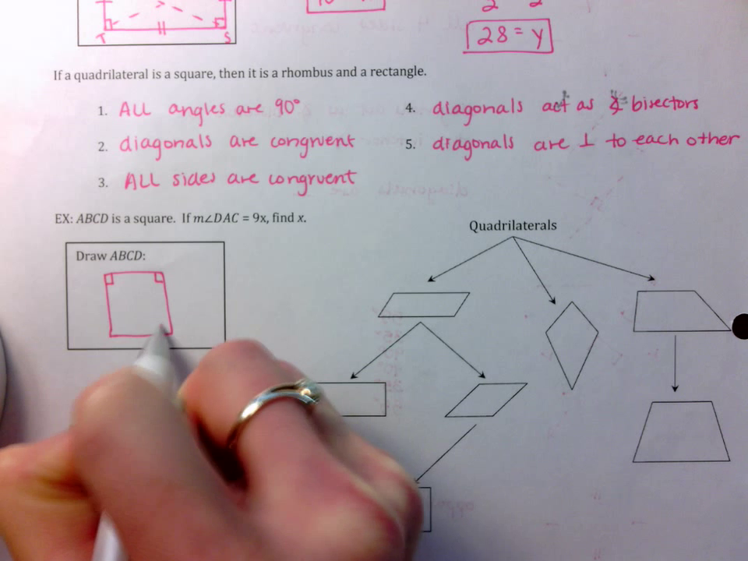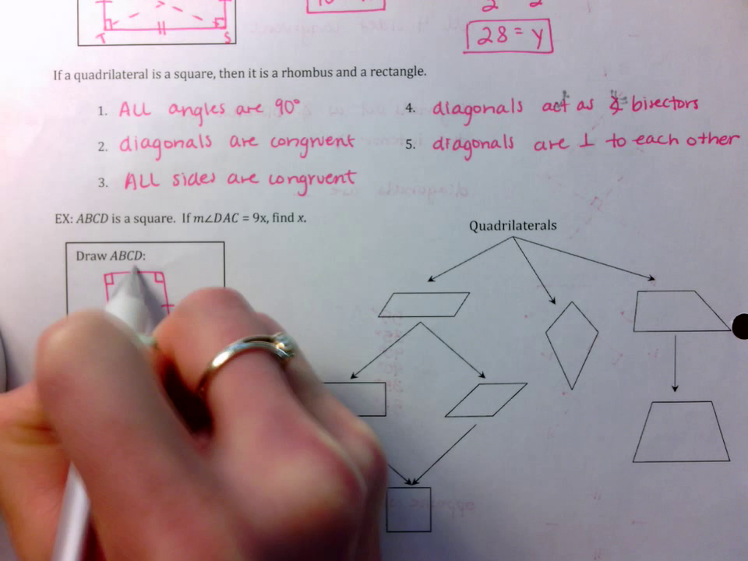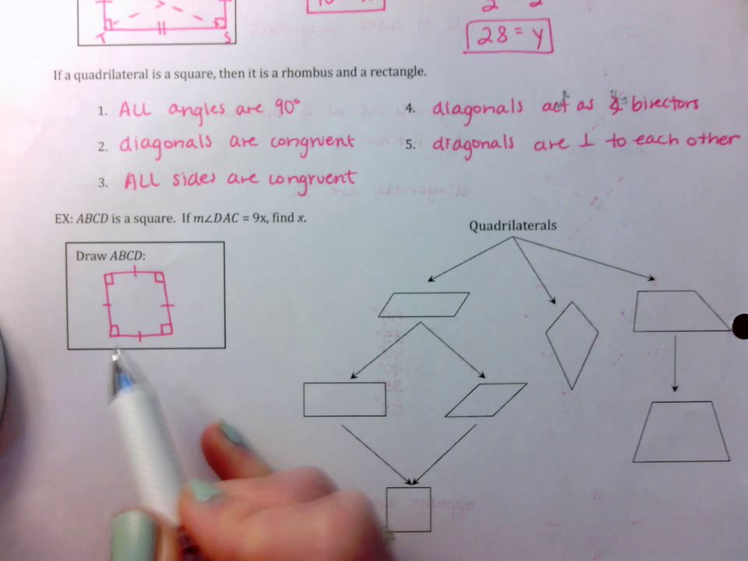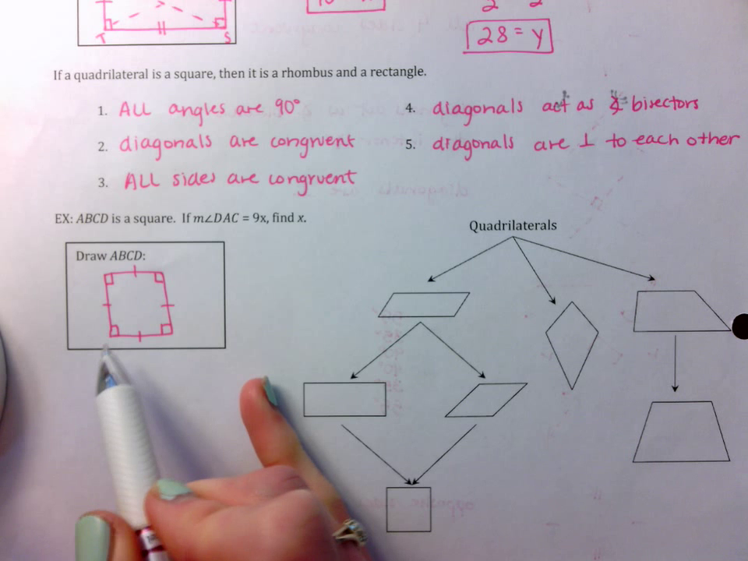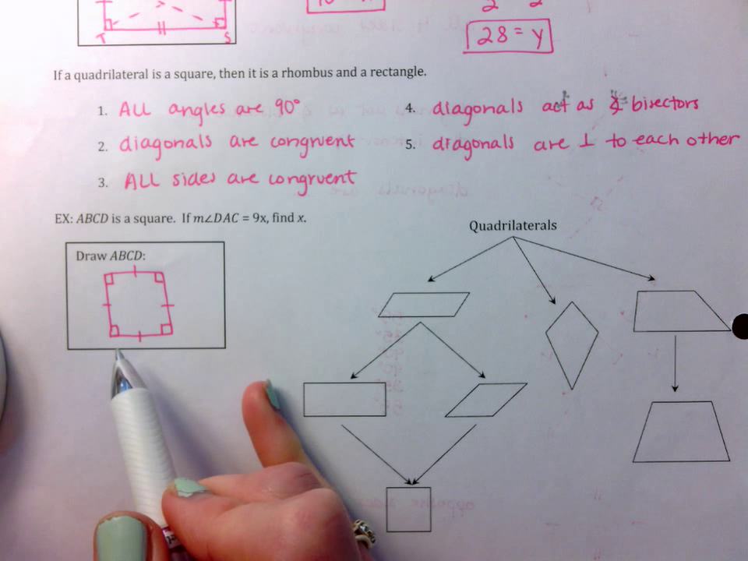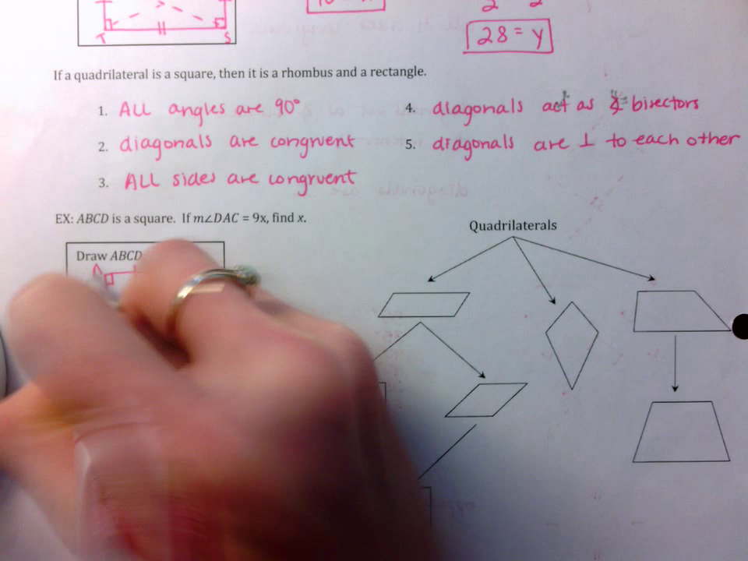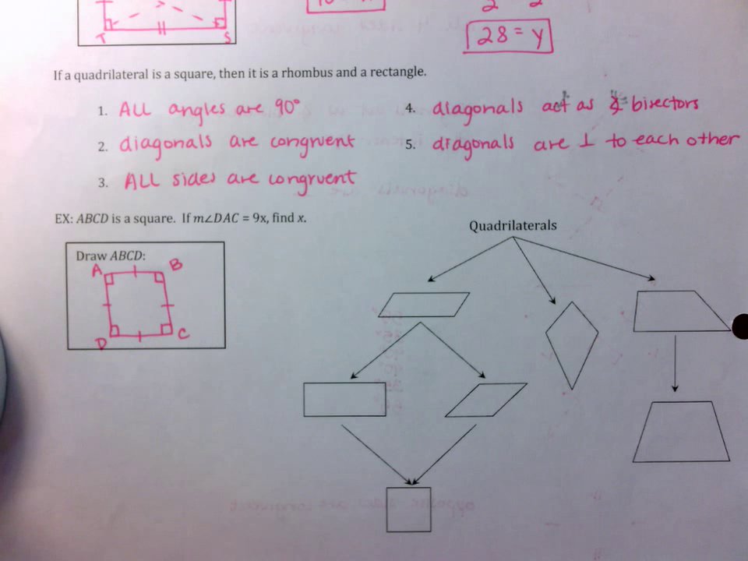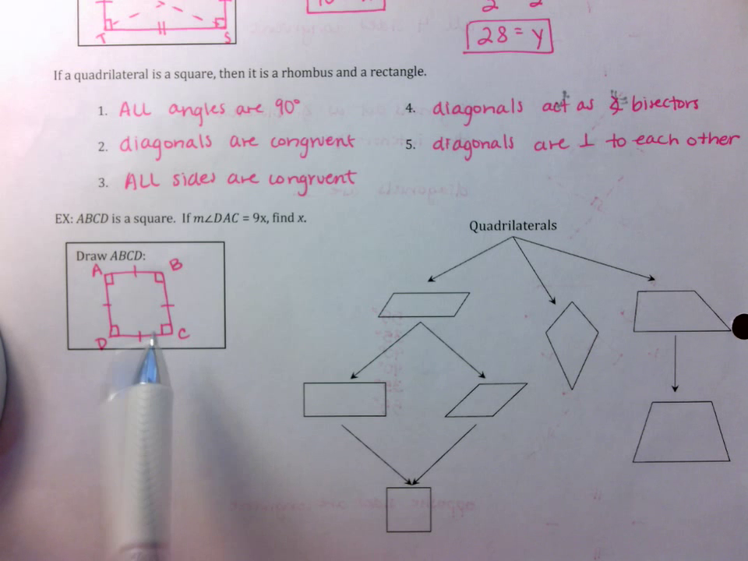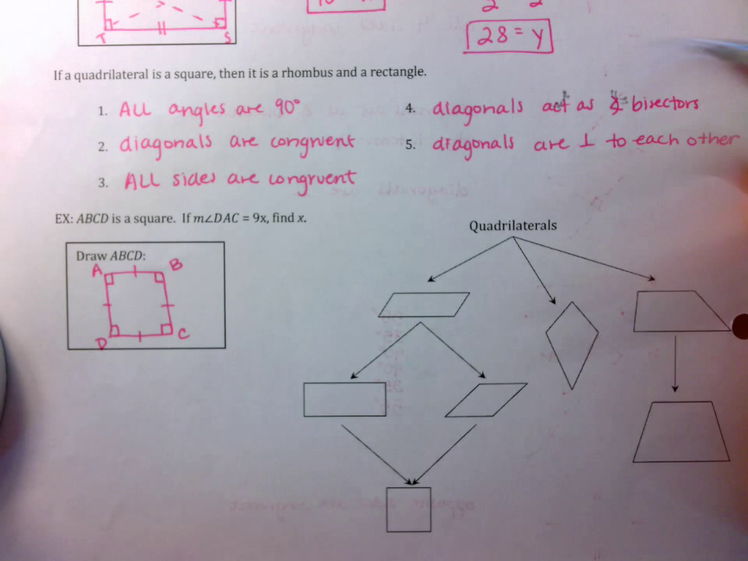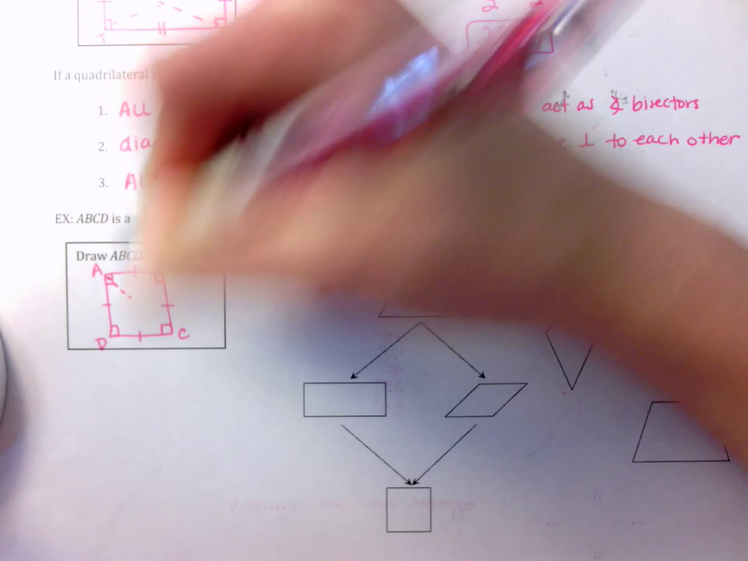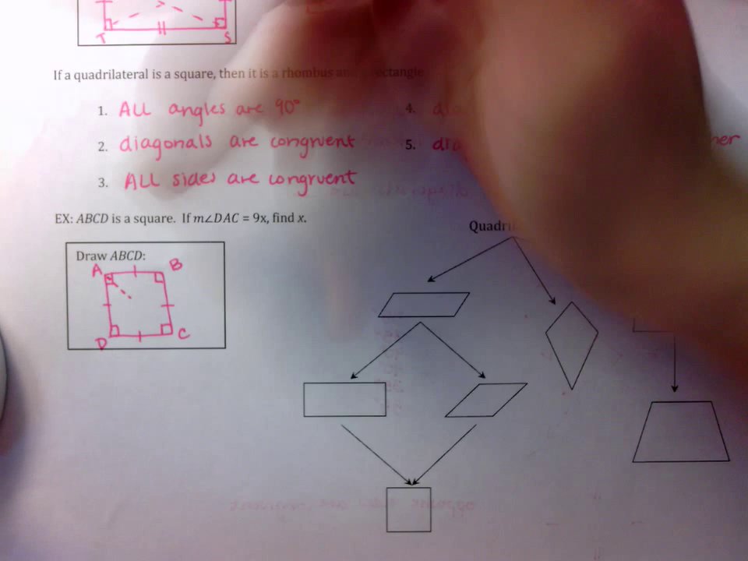And you don't have to draw in every property every time you draw a square. You don't have to draw all these tick marks and all these 90-degree angles, but you should know those properties, and I'm doing it right now for you because I want you to emphasize it in your studying so that you know all the properties. Okay, so A, B, C, D, and we are told that angle DAC is 9x.